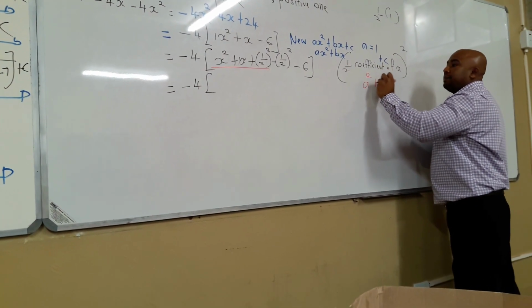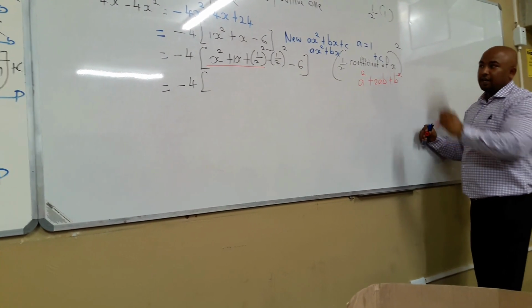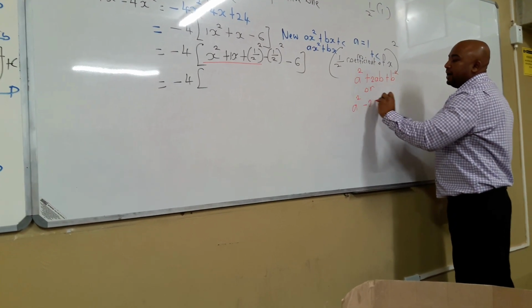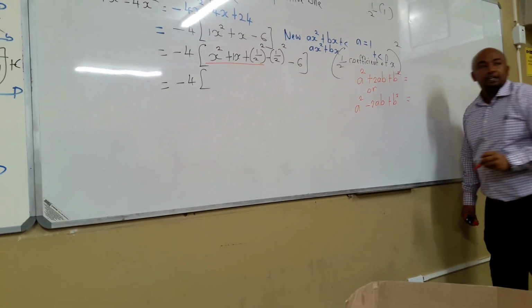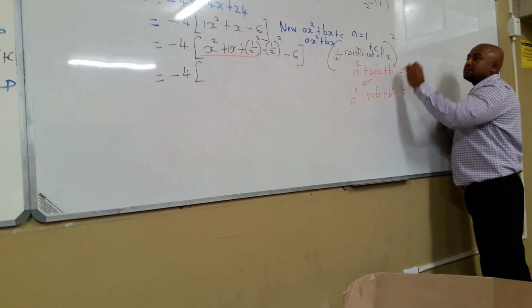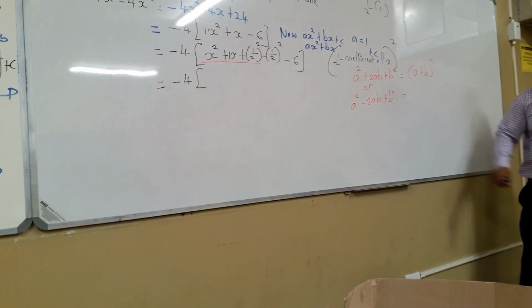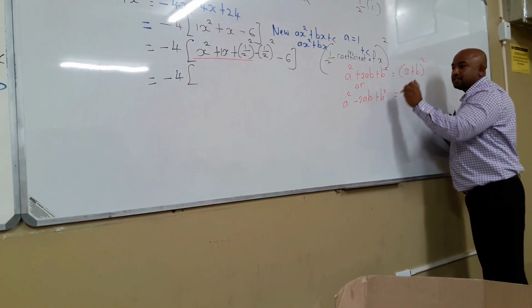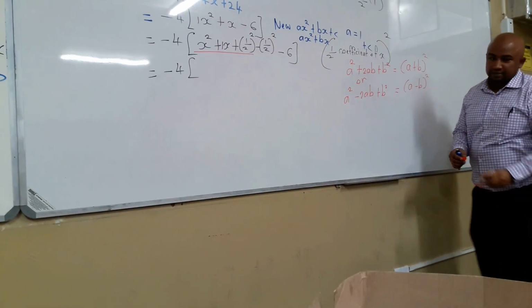A squared plus 2ab plus b squared, like in our case, or you could have a squared minus 2ab plus b squared, where you don't have to think too hard. When you factorize a squared plus 2ab plus b squared, it will always be a plus b all squared. And when you factorize a squared minus 2ab plus b squared, it will always be a minus b all squared.